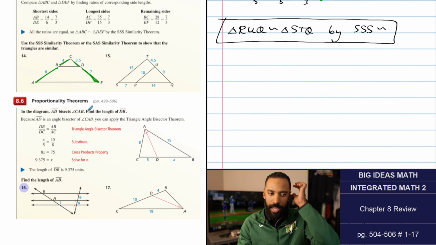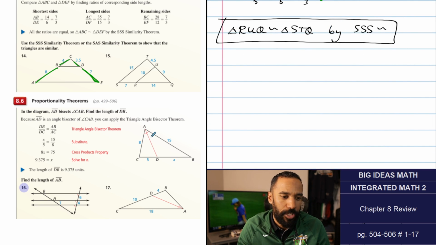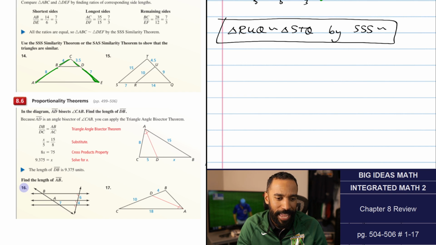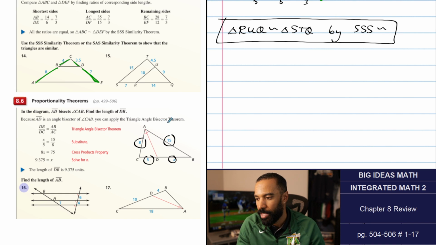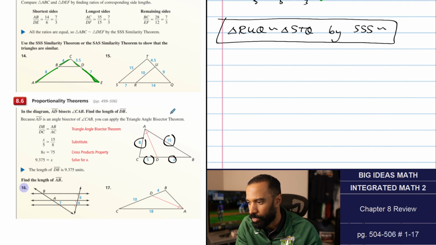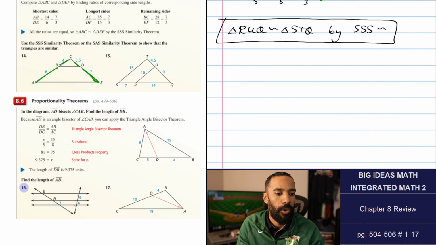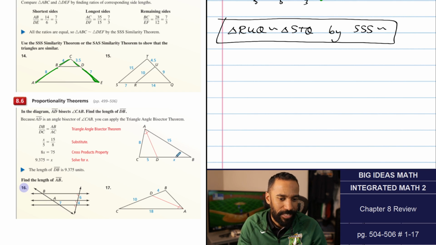Let's look at the example. Now, in this example, you have an angle bisector in a single triangle, and it does create a certain proportionality set here as well. This proportionality set shows x over 5 equals 15 over 8. So with that in mind, that's the split.